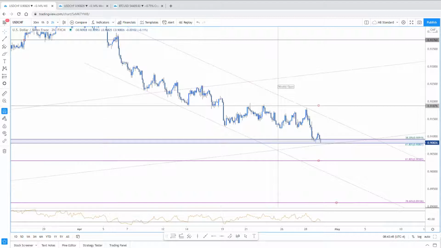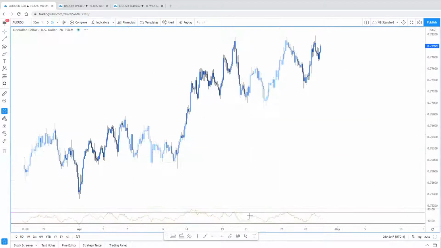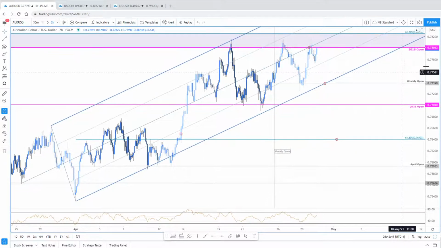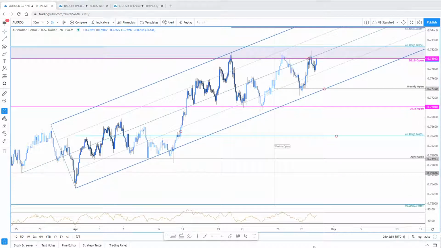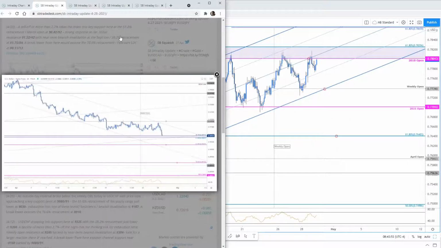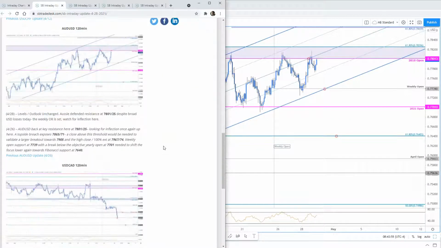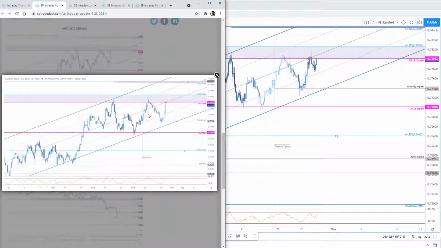Number four, Aussie dollar. We're at resistance, and it's resistance yet again. Nothing's changed on Aussie. This thing has been at a pretty major resistance level for a couple of weeks now. 78 into 78.25. We struck it back here on the April rally. That's where it kind of faltered out. We pulled back, found support at the objective yearly open, rebounded there, rebound again off the yearly open, resistance right back into that same zone.